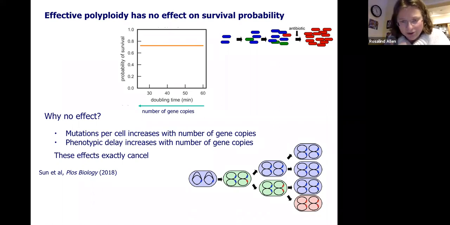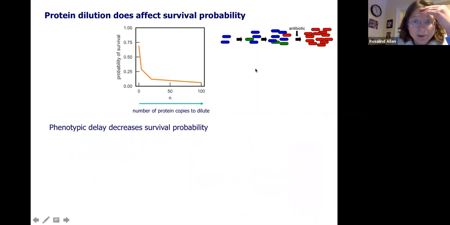So due to the cancellation of these two effects, that the delay increases, but also the chance of getting a mutation increases, this effective polyploidy mechanism has no effect on the outcome of this experiment. Okay, but that's not the case for the protein dilution mechanism.